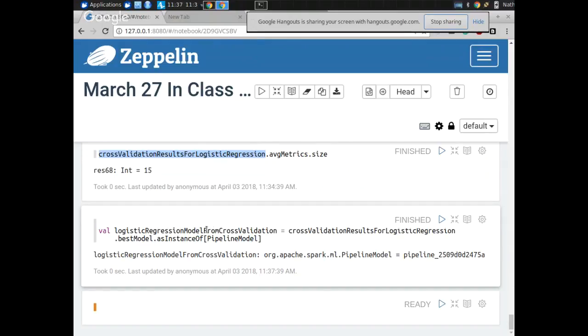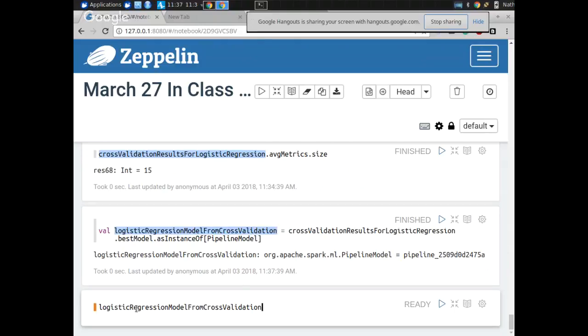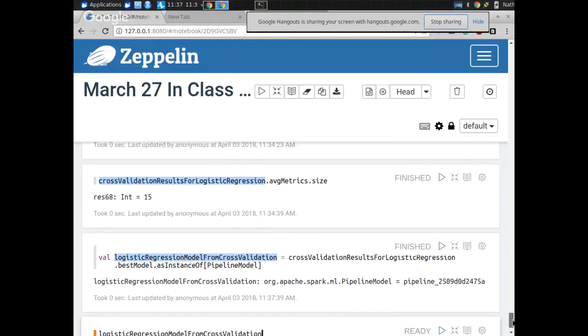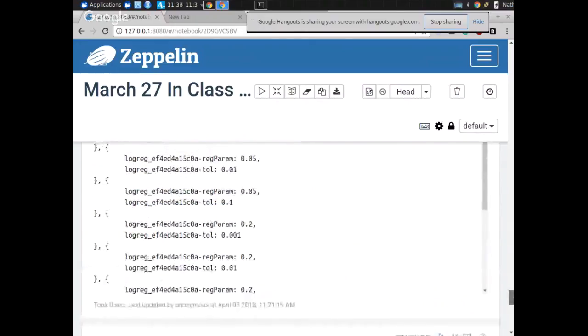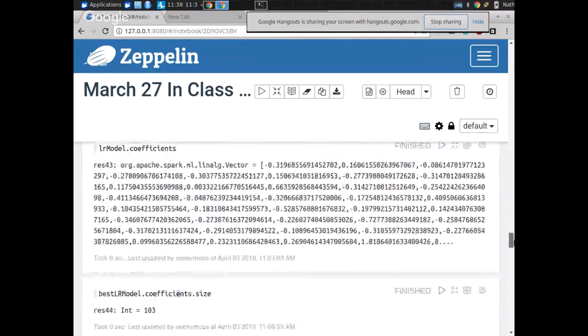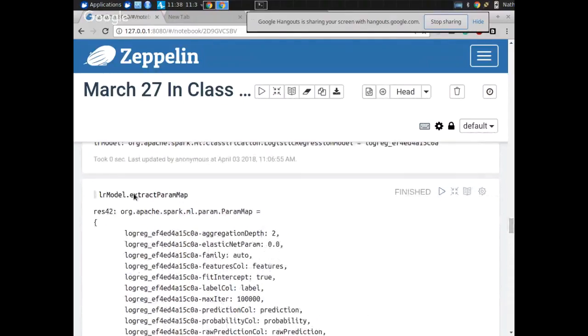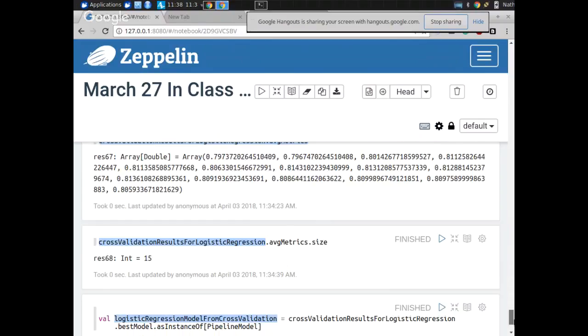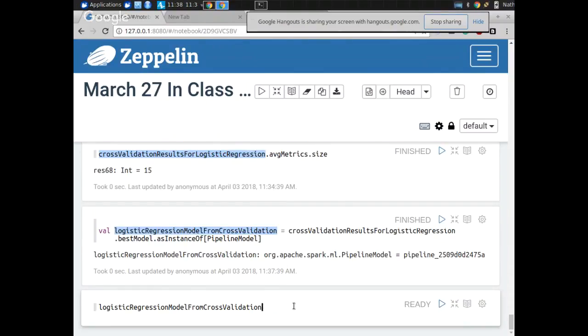Having said that, how would we figure out what its parameter values are? Does anyone remember how we could ask for its param map? Remember we had an LR model? This wasn't a best model. It was just any old model we got, when we fit it to different subsets of the data. Now we've got something much more special than that. We've got a best model.